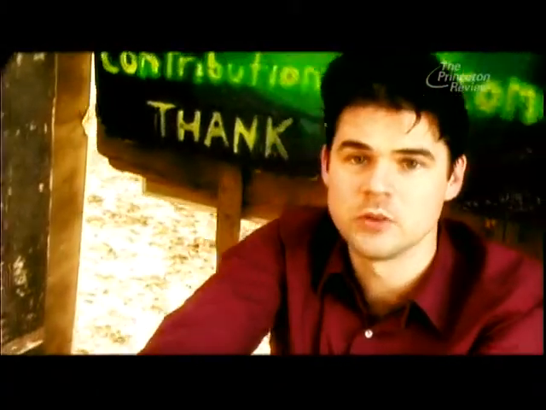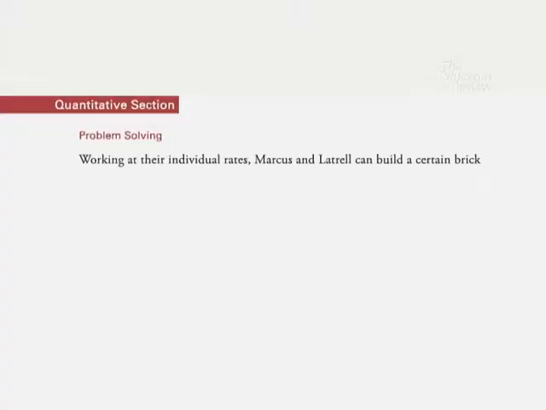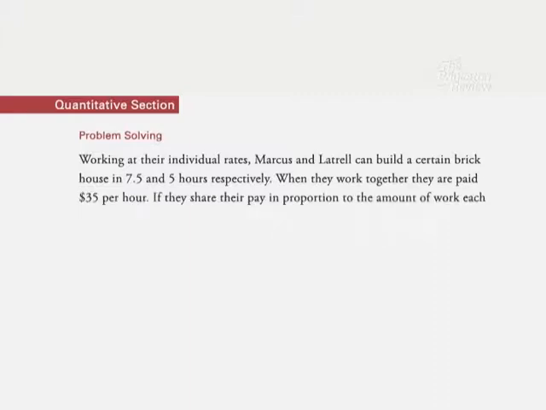Okay, so we've looked at combined rates. Now what do we do when we don't have all of the information we think necessary to solve the problem? Let's take a look. Working at their individual rates, Marcus and Luttrell can build a certain brick house in 7.5 and 5 hours respectively. When they work together, they're paid $35 per hour. If they share their pay in proportion to the amount of work each does, then what is Marcus's hourly pay in dollars for the building of the house?